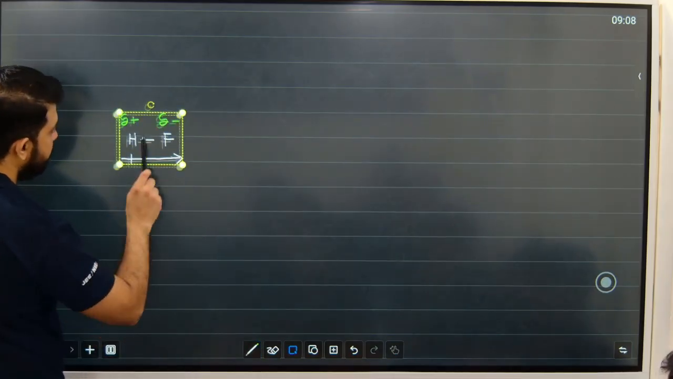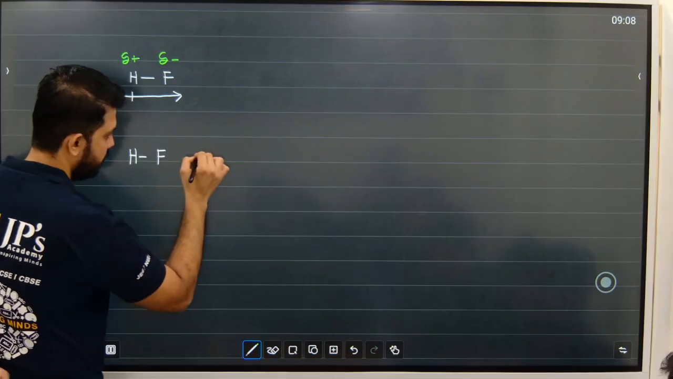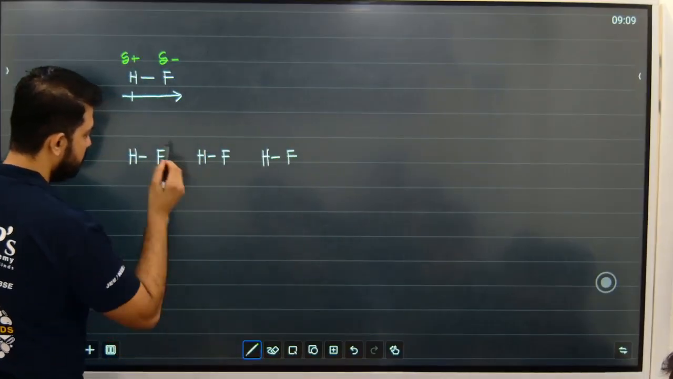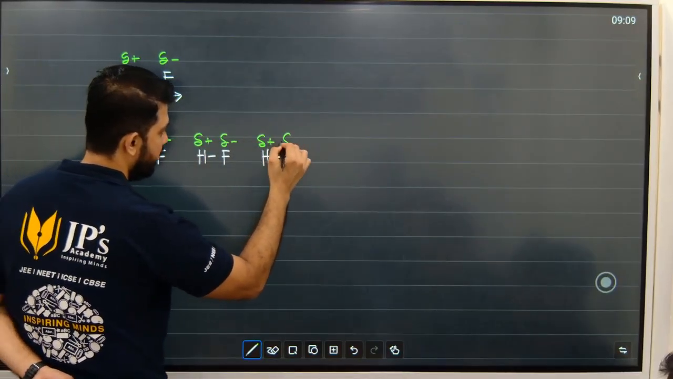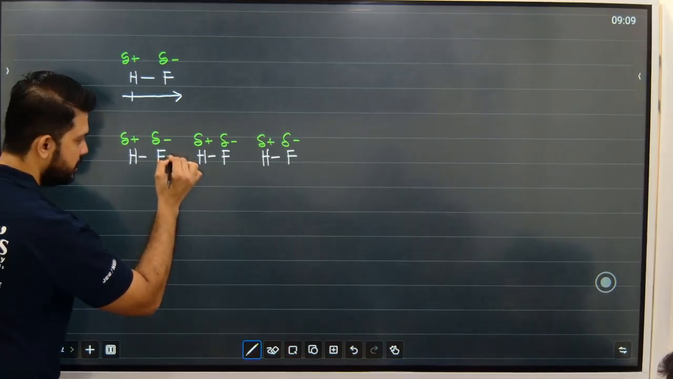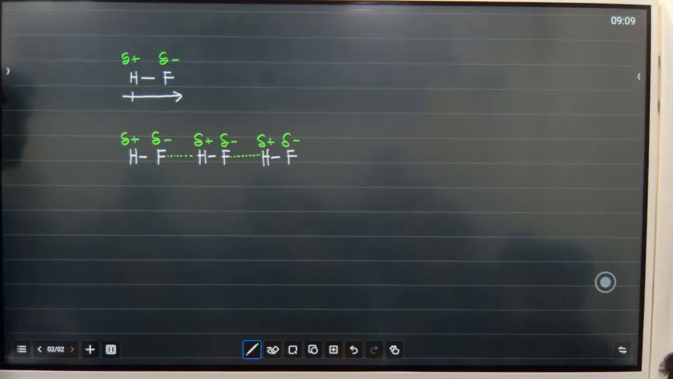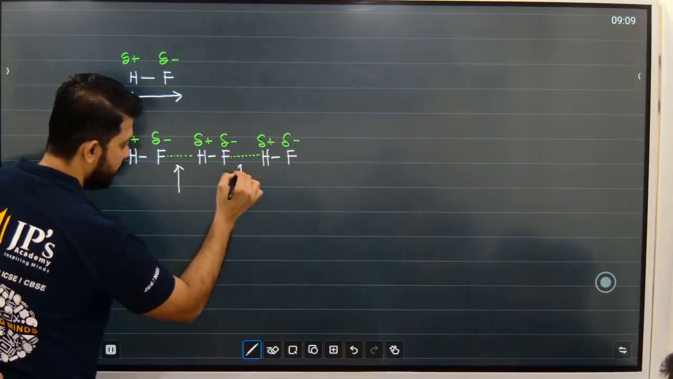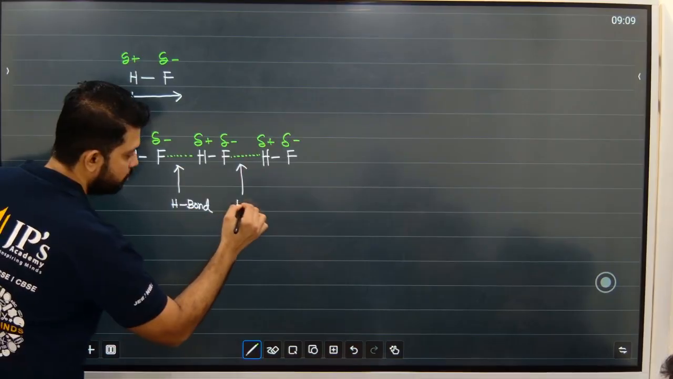Now, when we have many such HF molecules that come in close proximity of each other, the positive charge on one hydrogen and the negative charge on one fluorine of the other molecule, there is a force of attraction between the two, and this force of attraction is called as a hydrogen bond. तो ये bonds जो बनाए हैं, these bonds are called as hydrogen bonds.